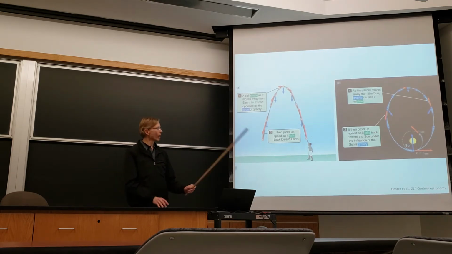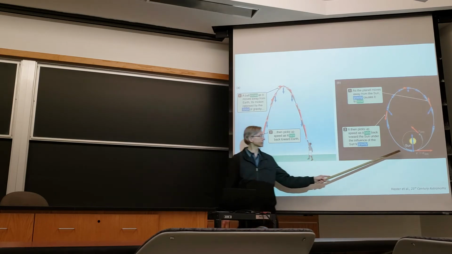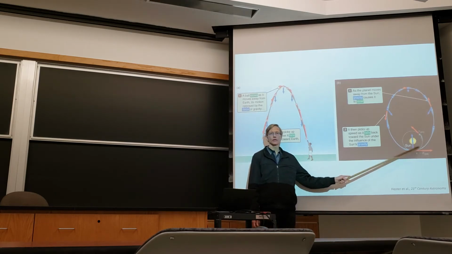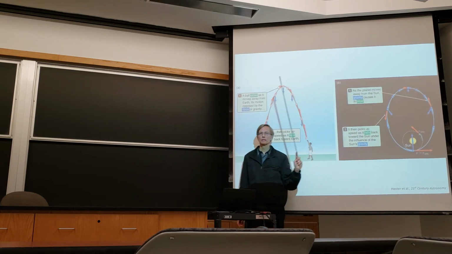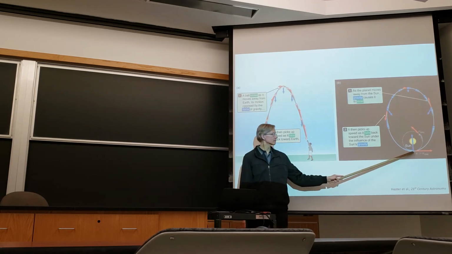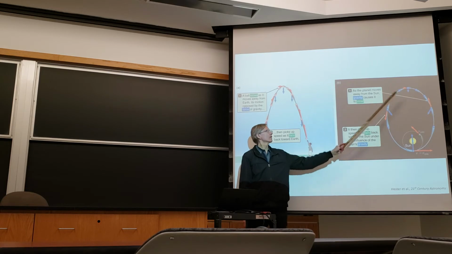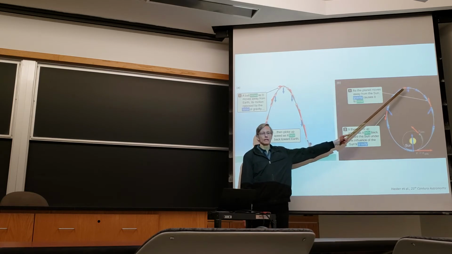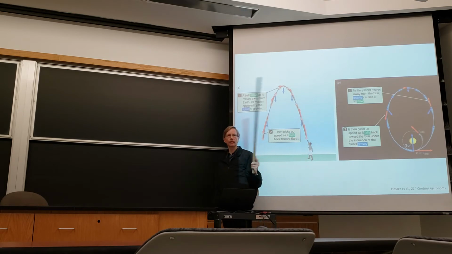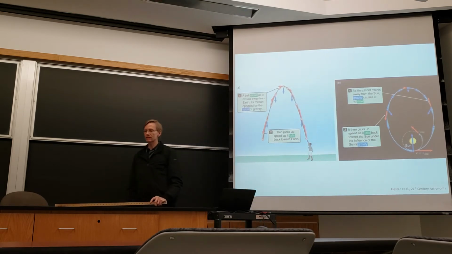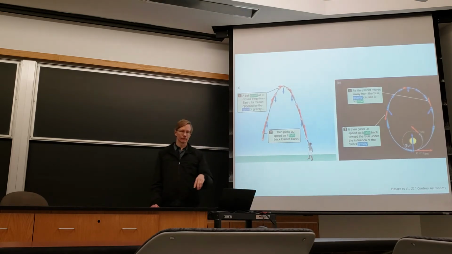So this is one way to understand why planets go faster when they're closer to the sun and slower when they're further from the sun. When they're closer to the sun, they have less gravitational potential energy and more kinetic energy, and vice versa. When they're far from the sun, they have more gravitational potential energy and less kinetic energy. The sum stays constant, but they can be transformed into one another.